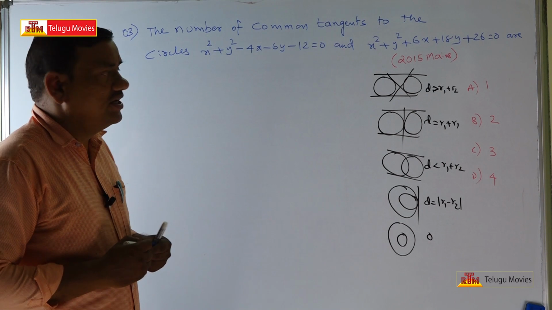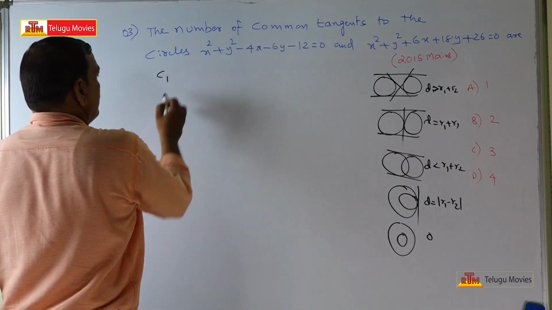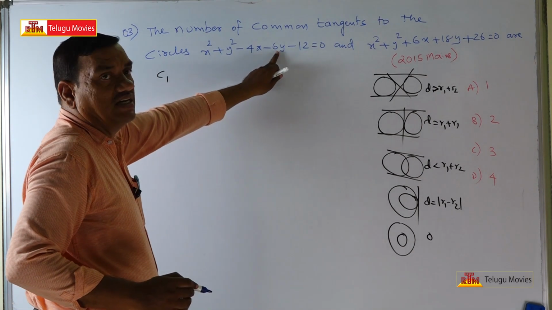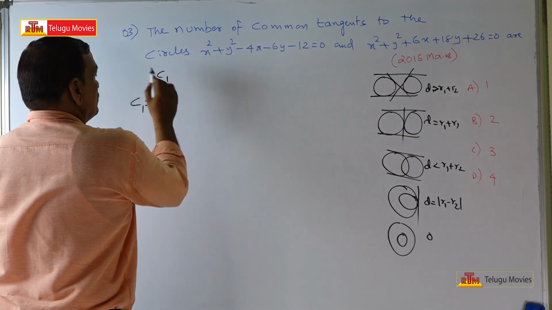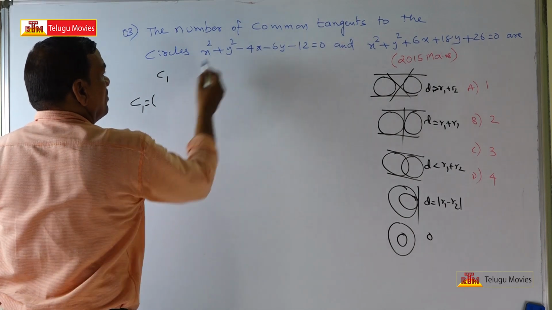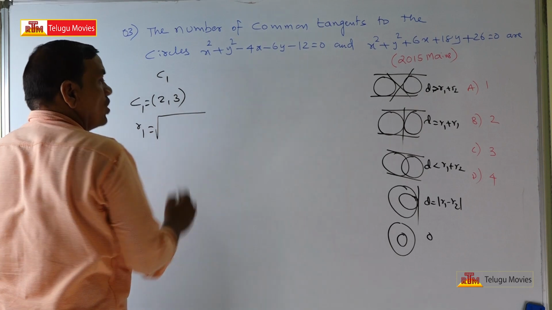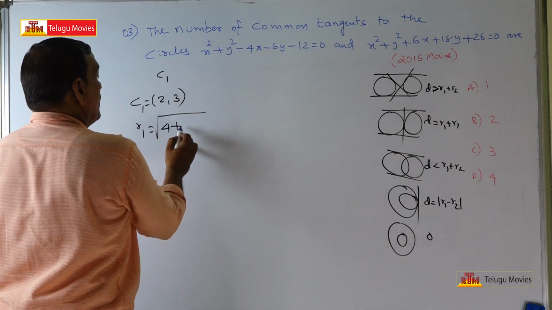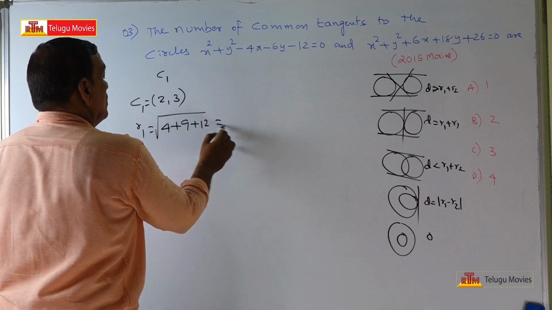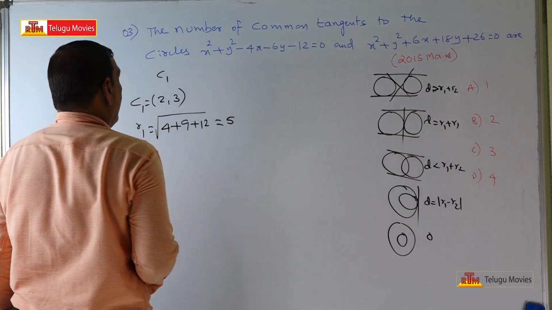First of all, D is the distance between the centers. For the first circle, what is the center? The center of circle 1, C1, is 2 comma 3. What is the radius? Root of g square plus f square minus c, that is equal to 4 plus 9 plus 12. 4 plus 9 is 13, 13 plus 12 is 25. That is equal to 5.